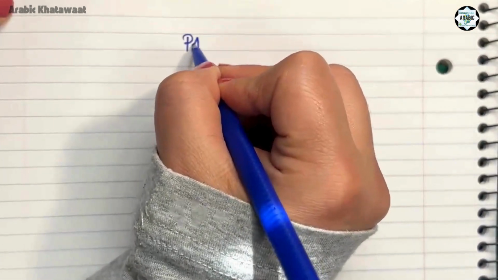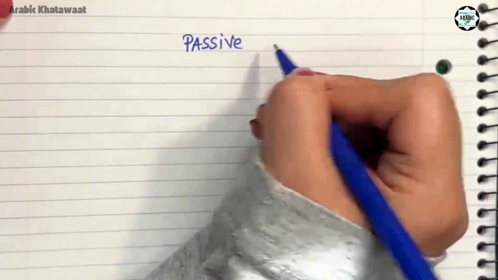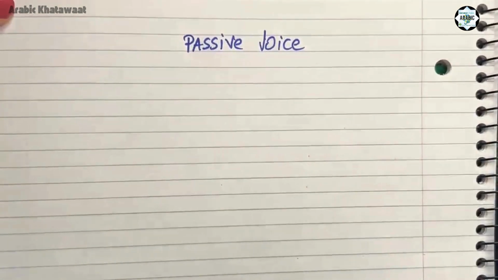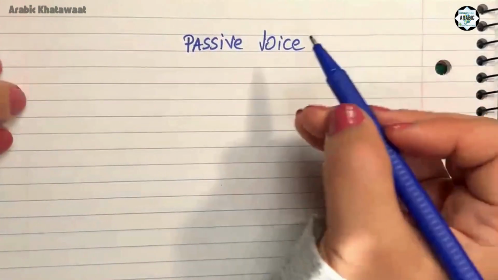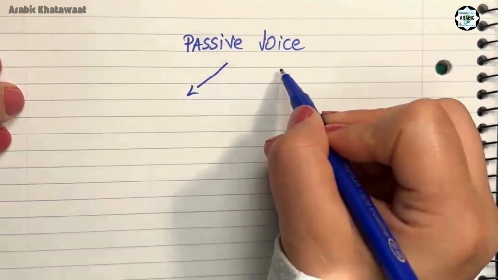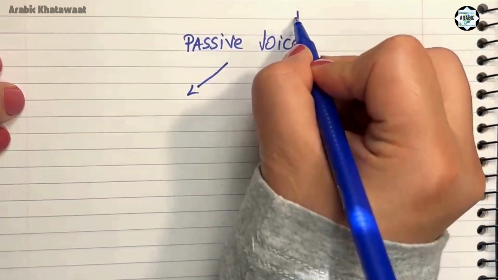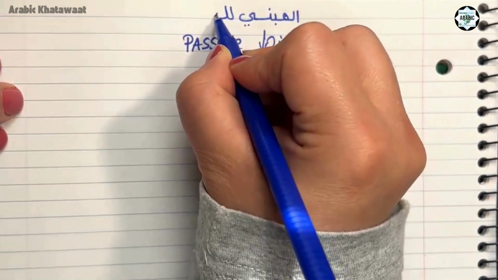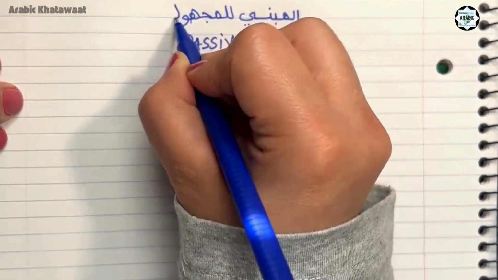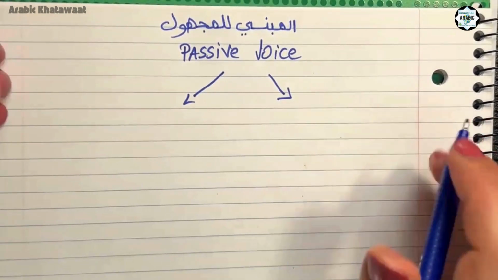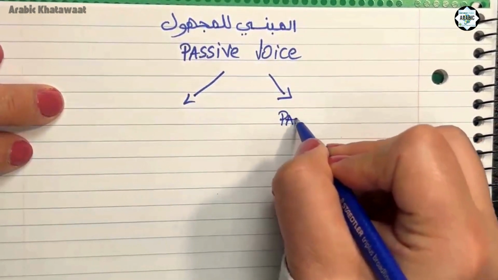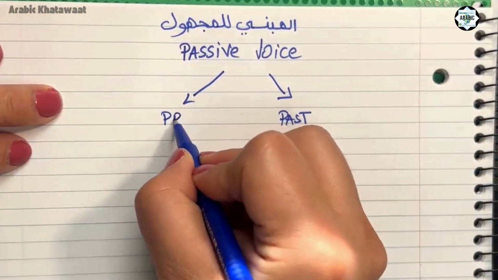Welcome back. In this lesson, inshallah, we will continue learning the passive voice. So the passive voice in Arabic, we refer to it as المبني للمجهول. And المبني للمجهول comes in past form and in the present form.